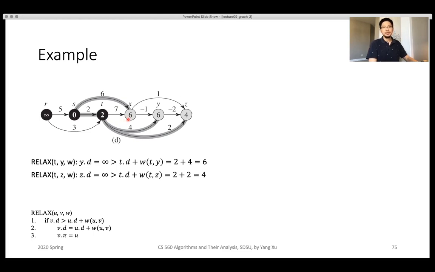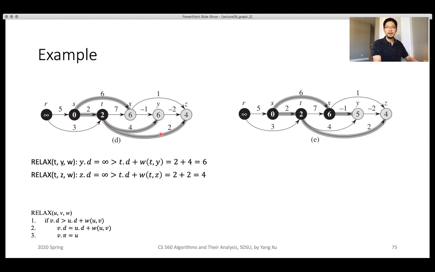Because, if you look at the edge T to X, x.d is not greater than t.d plus the edge weight 7. So 6 is not greater than 2 plus 7. So we don't need to update the d and pi of x at this step. So we just update Y and Z, okay, with the edges highlighted now.